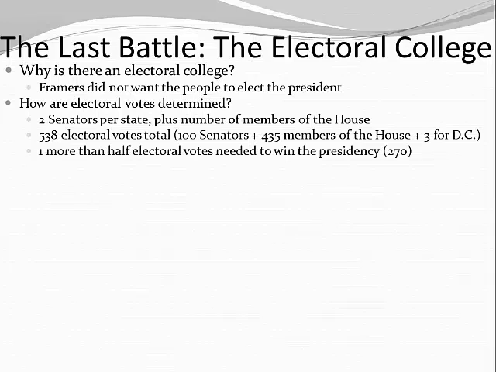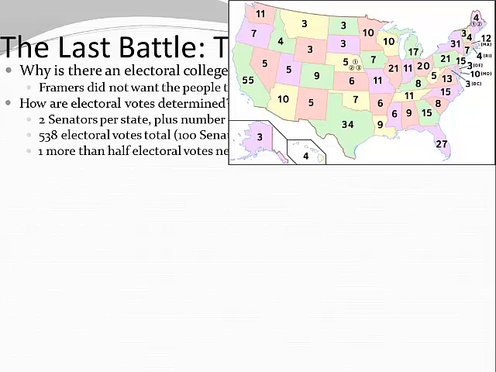And 1 more than half of the electoral votes are needed to win the presidency. So a candidate needs to win 270 to become president. And here is the electoral map of 2000. There is a more recent one out in 2010, but here is the 2000 electoral map.